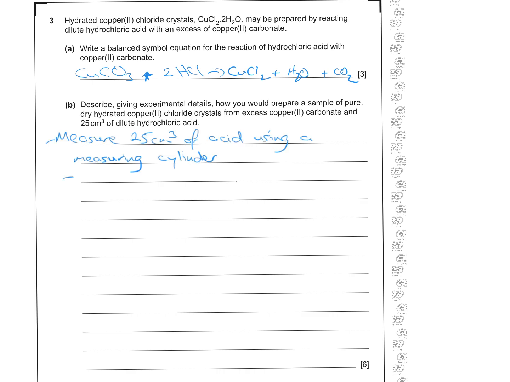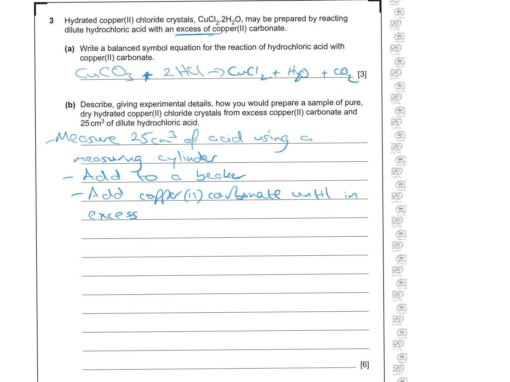I know a measuring cylinder is fine here because it's just 25. If it had said 25.0, then a pipette or a burette would have to have been used. But the fact it just says 25 means that it's a measuring cylinder. I'm going to place this into a container, and a beaker is fine, or it could be a conical flask. Now we want to make sure that the acid is all used up. So the copper(II) carbonate is added in excess. You're told that up here. At this stage, that excess copper(II) carbonate is going to remain unreacted in the beaker.